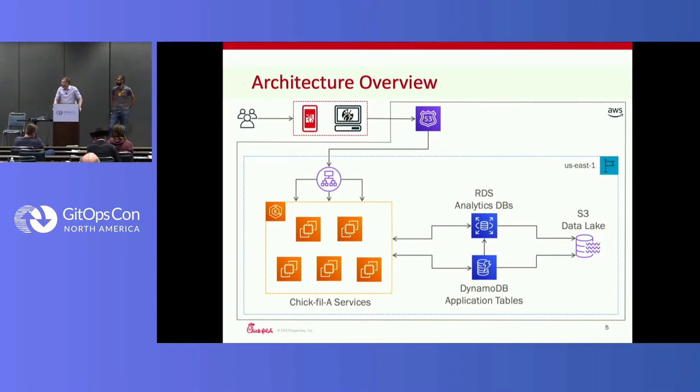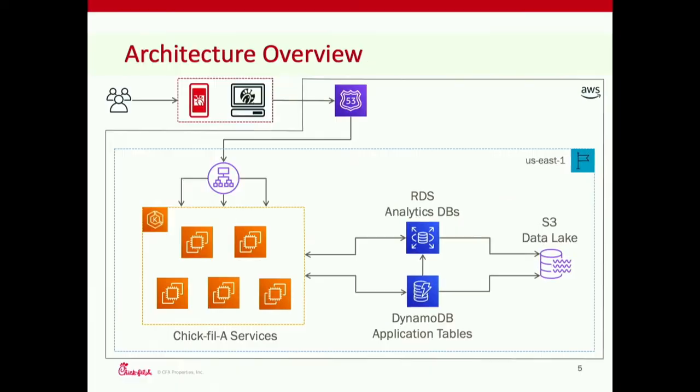So this is a high-level DXE architecture. It's relatively straightforward. Requests from CFA1, Chick-fil-A.com, and other digital properties are routed to our services running in EKS. We have clusters in both US East 1 and US West 2, though the latter is mostly for failover. The setup is the same in both regions, and we regularly route all of our traffic to US West 2 to make sure there aren't any hidden dependencies in there.